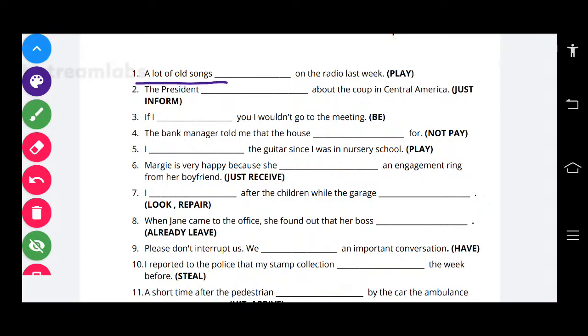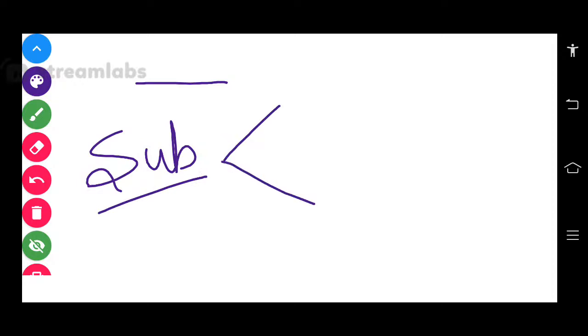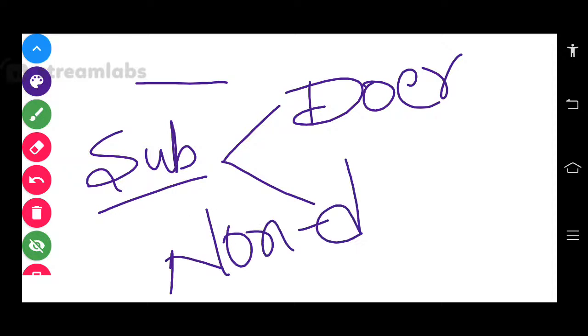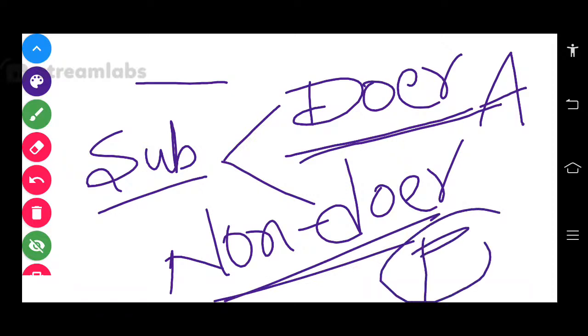Say, a lot of old songs. So this is the subject. First you have to understand what is the subject in the given sentence, and whether the subject is a doer or non-doer. In the doer case, we can use an active sentence. If the subject is a non-doer, we have to use a passive sentence. So this is the rule. If you understand this rule, okay.